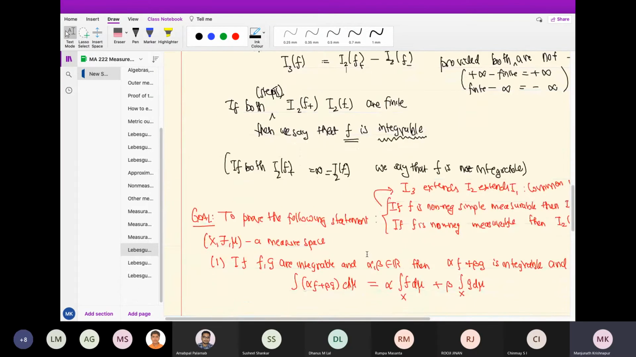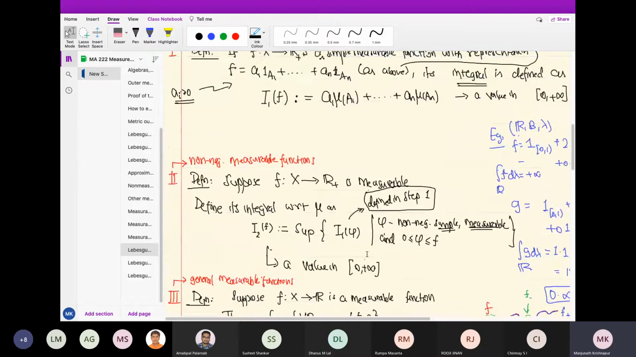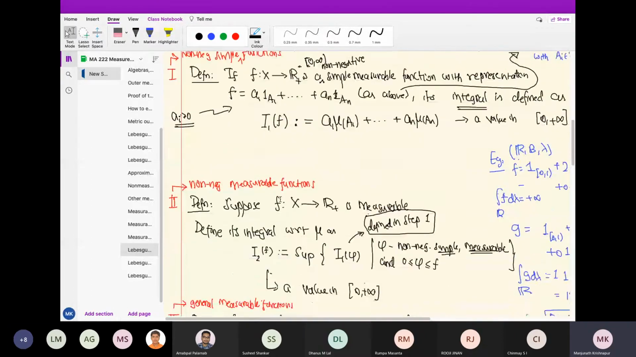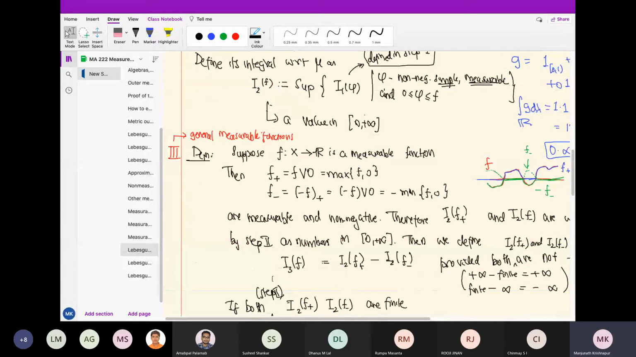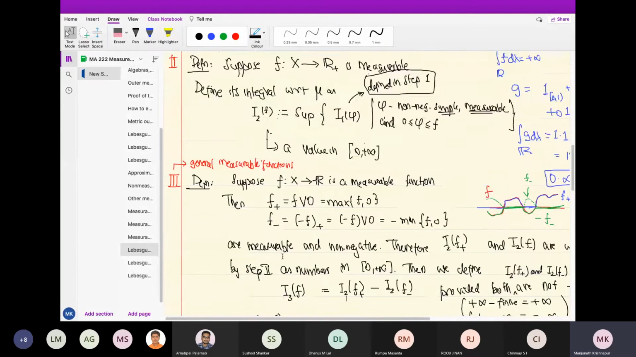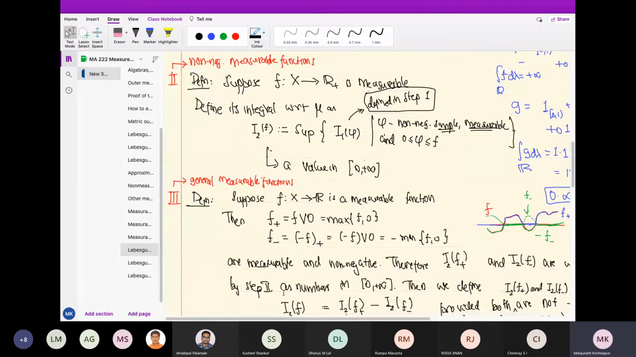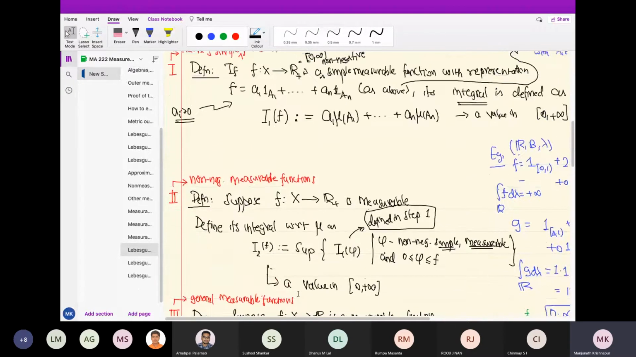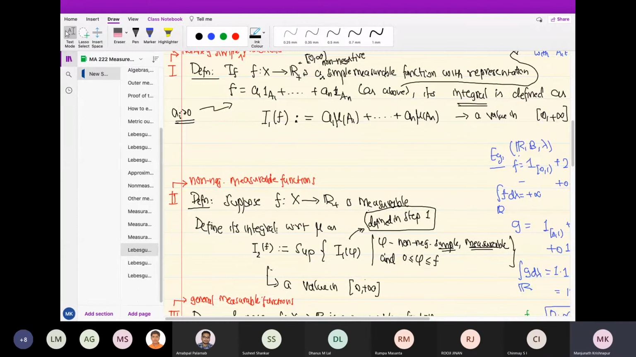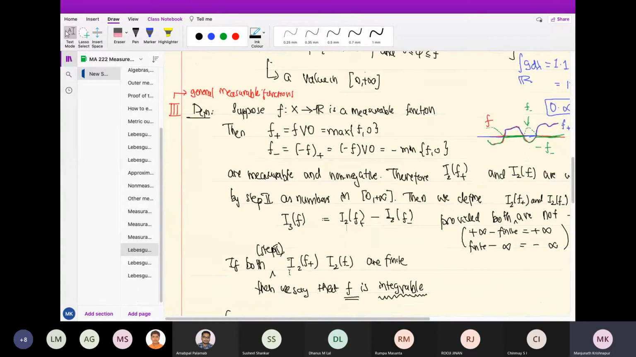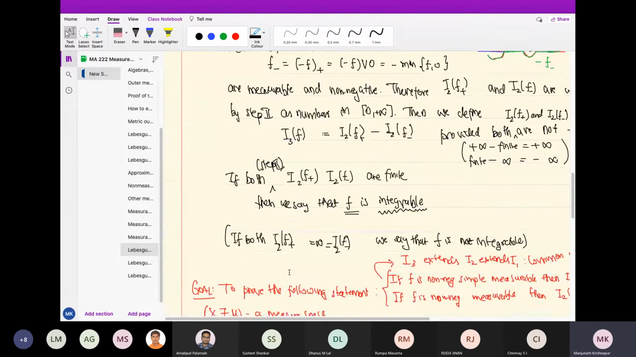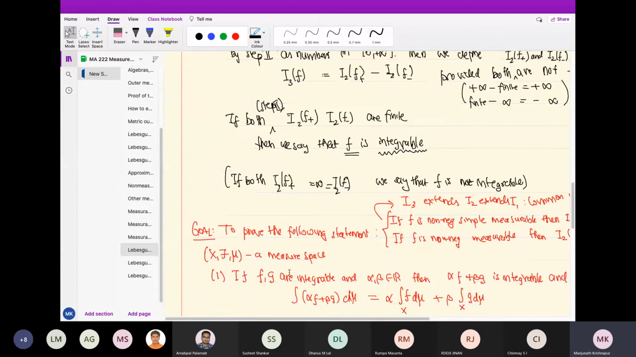And then our goal was to get to this statement. Actually, last time I changed these notations. I called these I1, I2, and I3. One of the things that we want to prove is that they all agree. That is, if f is a non-negative simple measurable function, then I1, I2 and I3 all give the same answer for that. And if something is non-negative measurable, I2 and I3 both give the same answer. So these are not different things. They are the same thing.